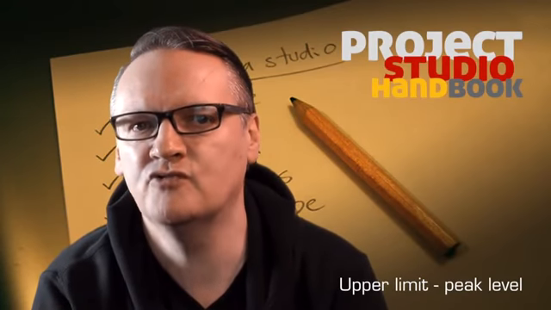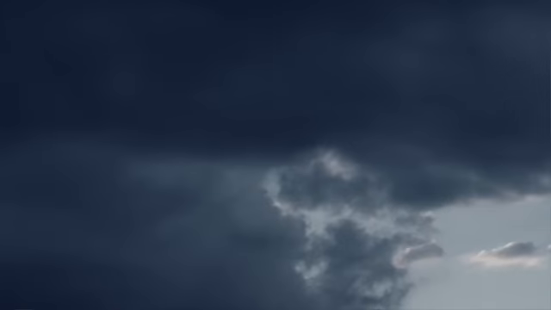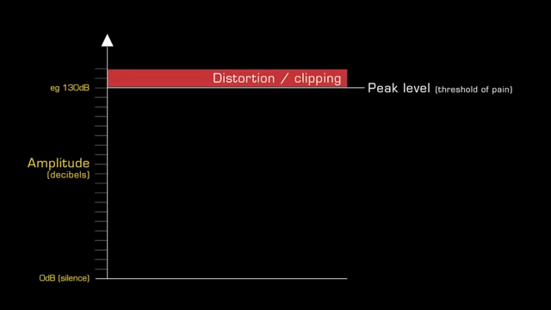When confronted by very loud sounds above 130 decibels, our auditory system is unable to cope. It simply has no way to represent them. Our hearing distorts and we may experience pain and short or long-term hearing damage. We call 130 decibels the peak level, and above it is clipping and distortion.